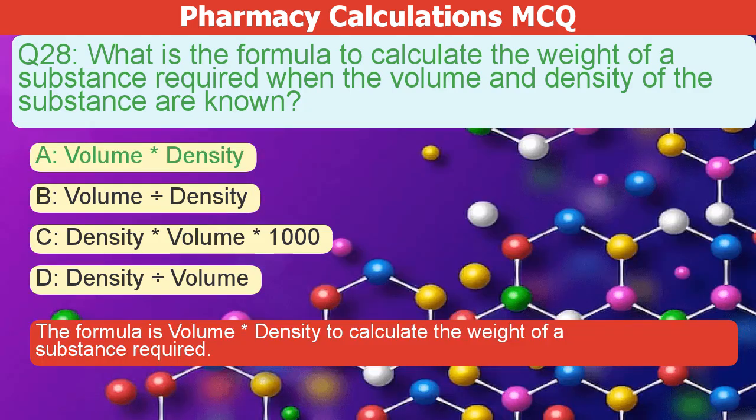The correct answer is A. The formula is volume times density to calculate the weight of a substance required.